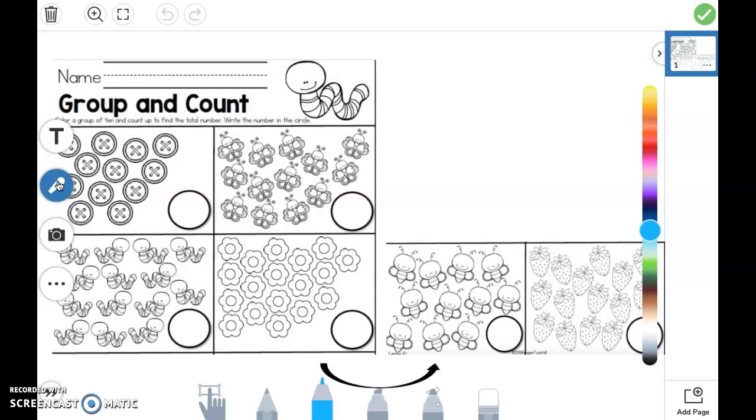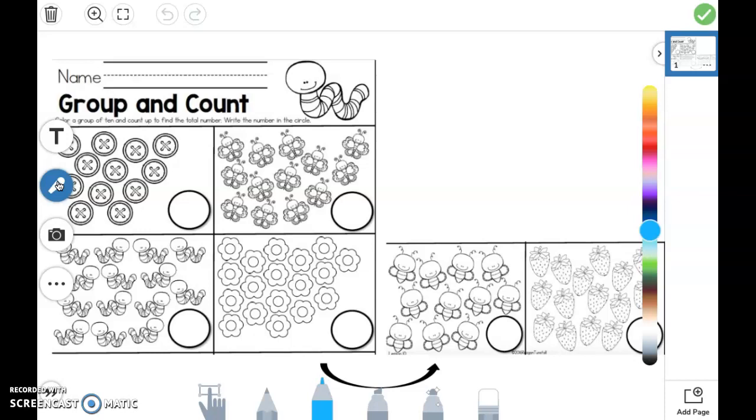Today, we are going to group and count. Remember the last couple days I've talked about finding a group of 10 and then counting on. That way you don't have to count every single item every single time. So we're going to practice that today.